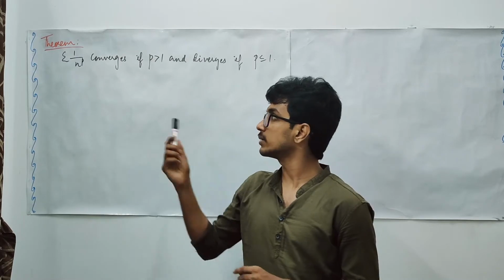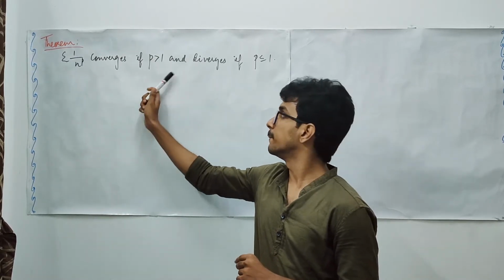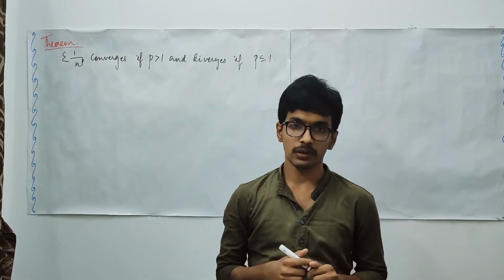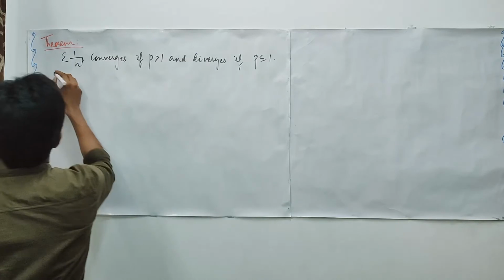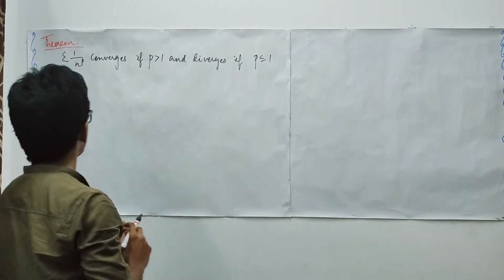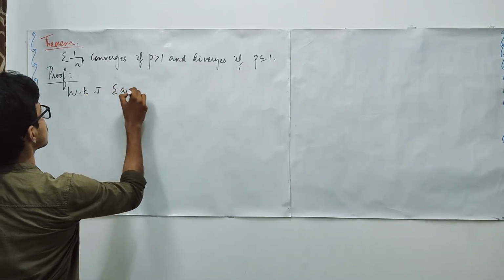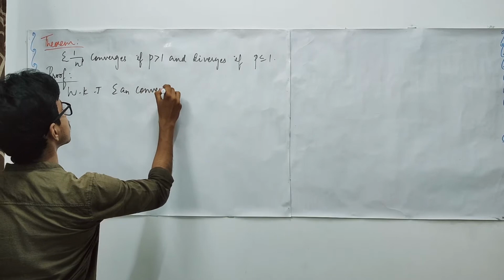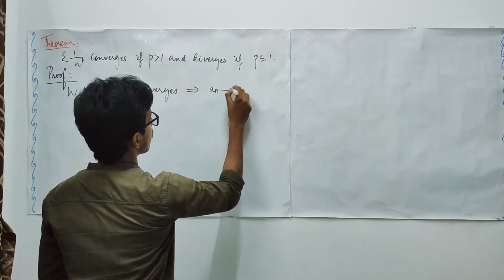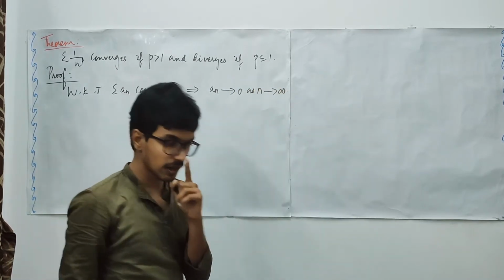In the statement you may see that summation 1 upon n power p converges if p bigger than 1 and diverges if p smaller than or equals 1. Let us get into the proof directly. We know that summation an converges. This implies what? An has to approach 0 as n approaches infinity, right?